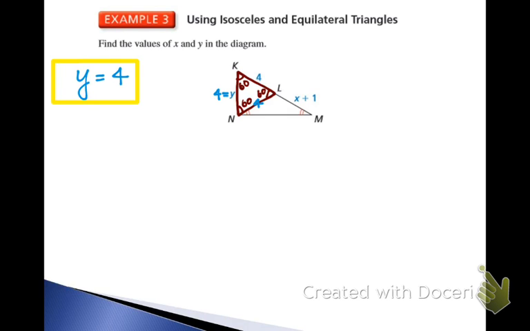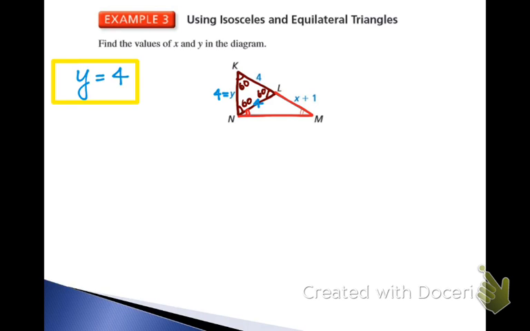Did I finish the question? No. But a key to doing well in this section is filling in the information you know. I wrote in all the 60s. I wrote that all of the sides are 4. Let's look at the next triangle. What kind of triangle are we dealing with here? Isosceles. It is going to be obtuse.